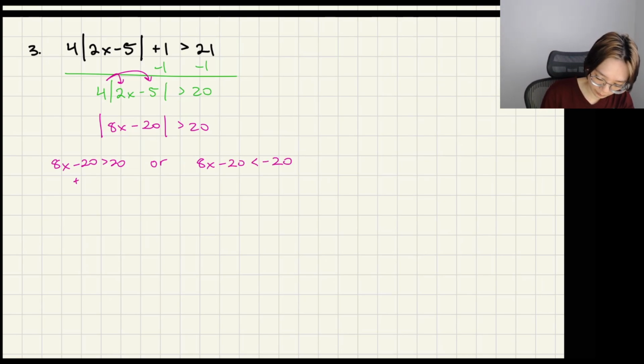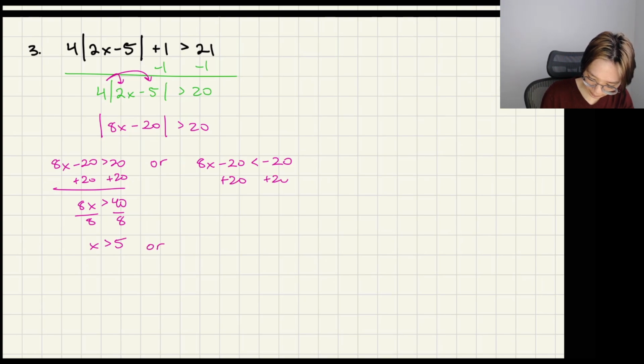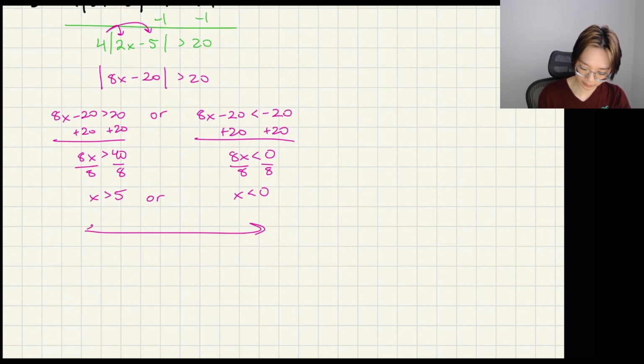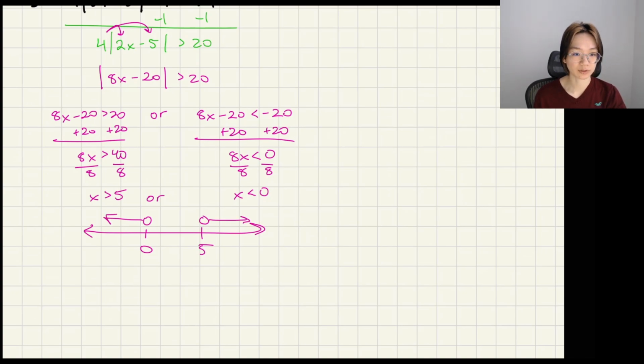Solve like normal. These are both 2 steps. So we have x is greater than 5, or let's see what we got over here. X is less than 0. So if we graph this, 0 over here, 5 over here, let's double check they're not overlapping. If we have open circle, it's less than 0, so it's over here. Open circle, greater than 5 is over here. So there's our answer for that.